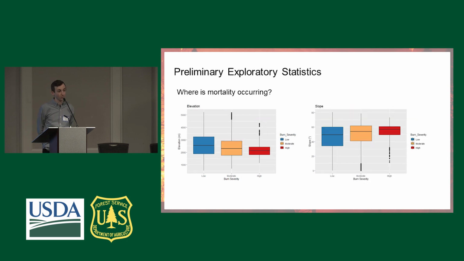We can also ask some questions about where mortality is occurring. This is just elevation by burn severity group. Unlike what we might expect, for the highest burn severity group, most of it is happening at low elevations, whereas we would expect higher elevations, with cooler mesic forests, to be more fire prone. If we look at slope, it follows our understanding of normal fire mechanics, where high slope equals high burn severity.